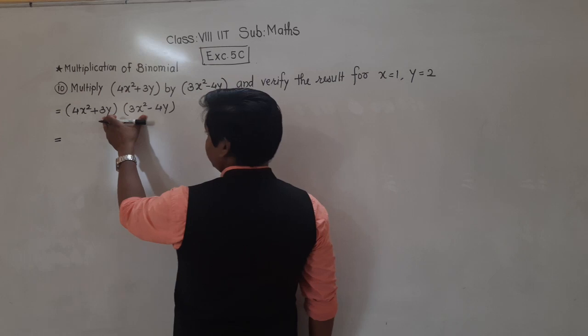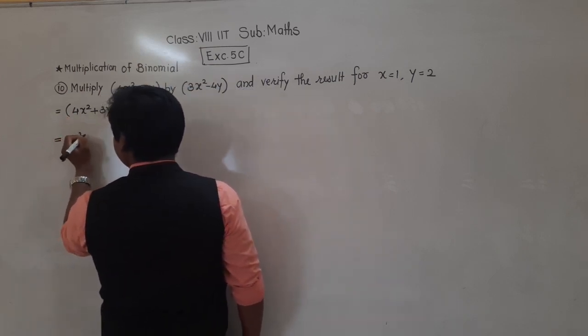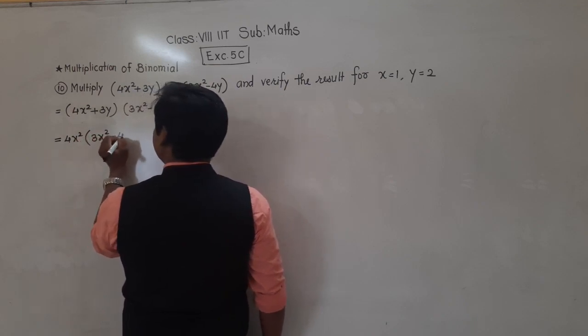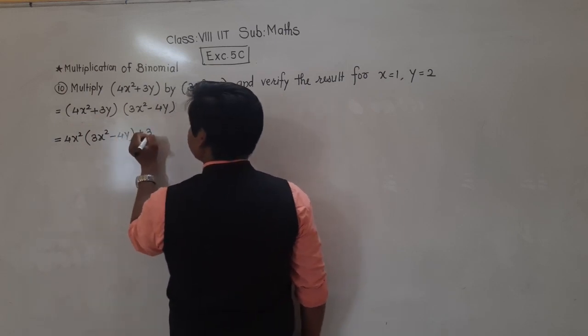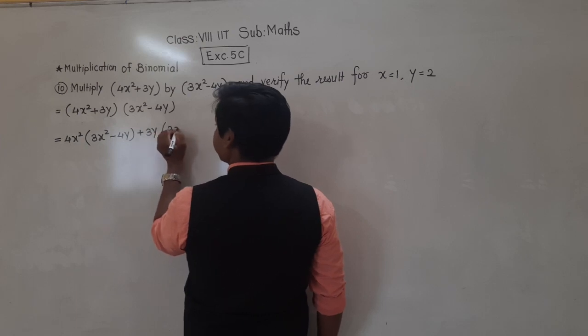Now see, both are binomials. As usual, take the first term of the first bracket here, multiply by the second bracket, then take the second term from the first bracket, multiply by the second bracket.